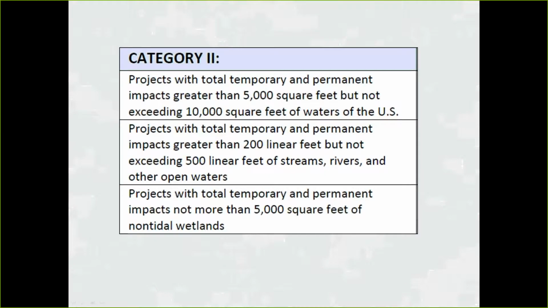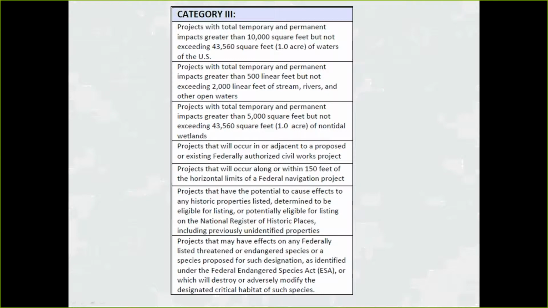Category 2 projects might be a little larger, between 5,000 and 10,000 square feet of waters in the U.S., and you can go up to 500 linear feet of streams. Category 3 projects are much larger. They're those larger than 10,000 square feet, not exceeding an acre of waters, and you can go up to 2,000 linear feet of impacts to streams, rivers, and open waters.